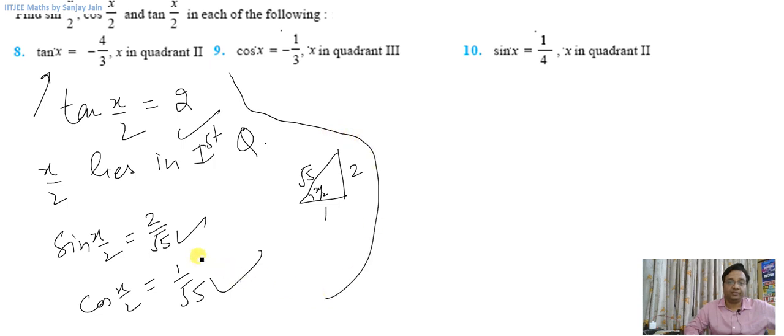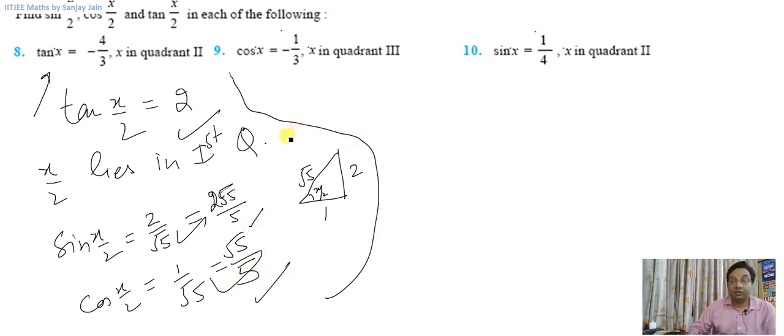And if you want to rationalize, so you can write it as 2 root 5 by 5, right? And this can be written as, if I multiply with root 5, it will be root 5 upon 5. Right? Anyhow, I hope you have got the idea what I am trying to do here.